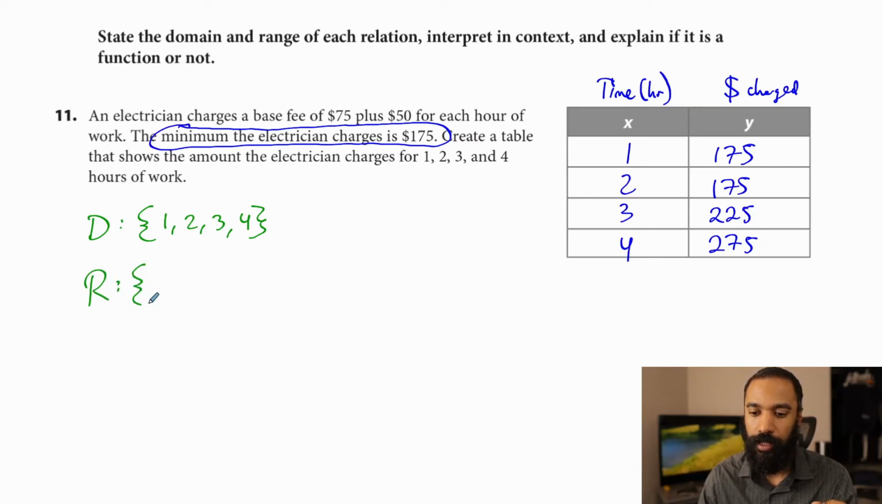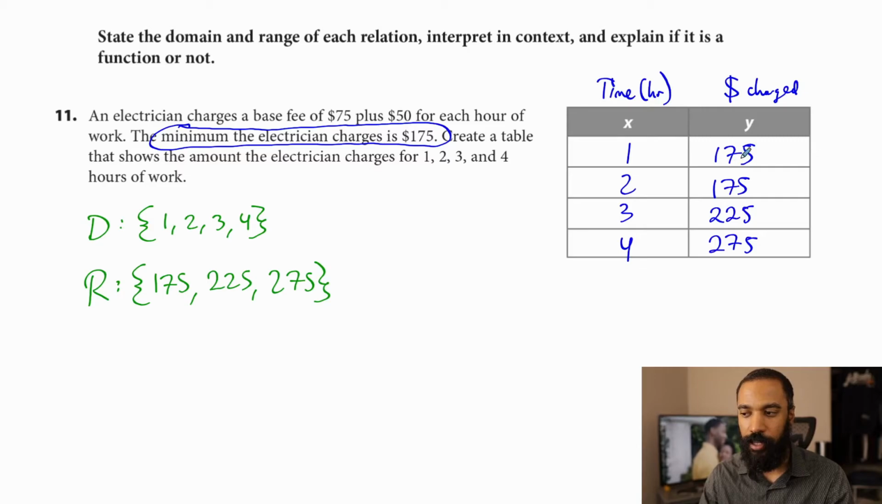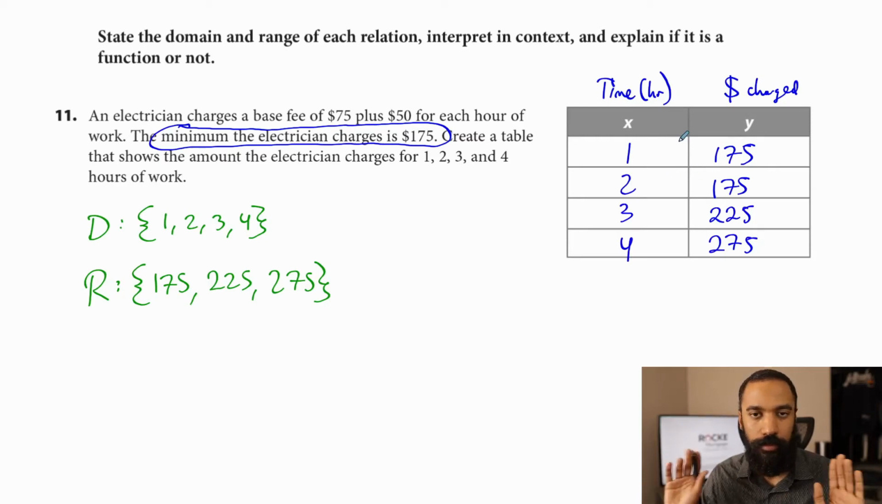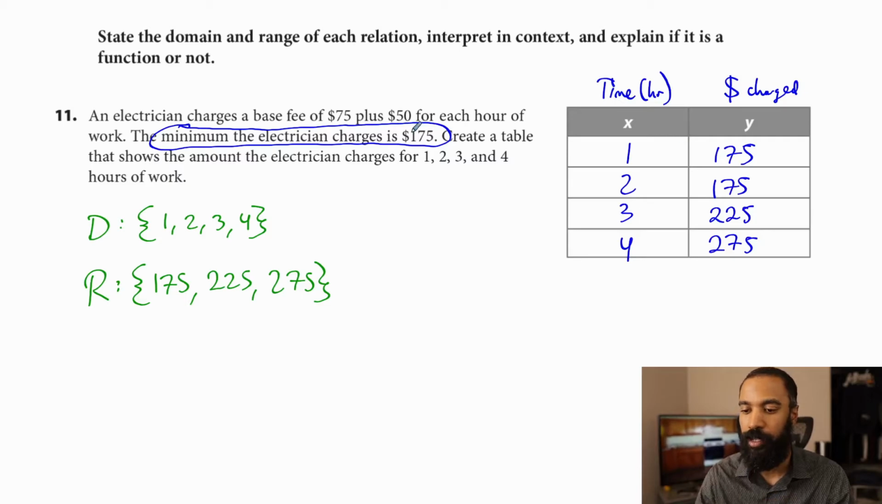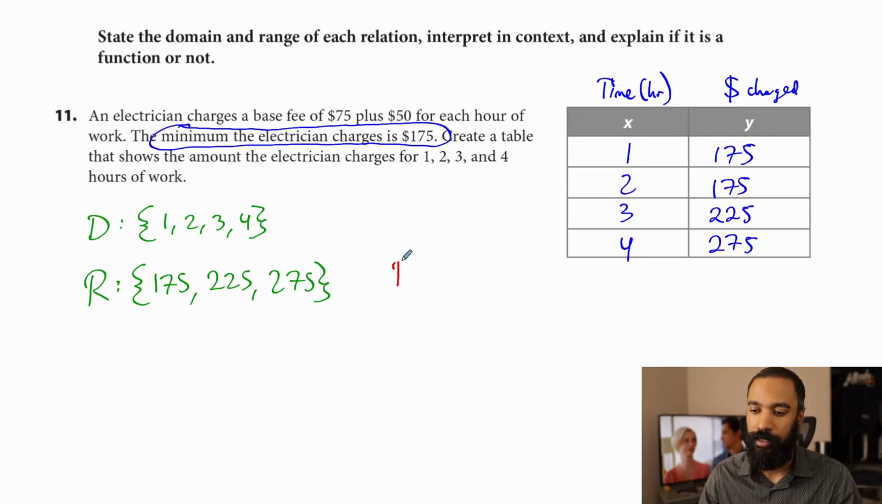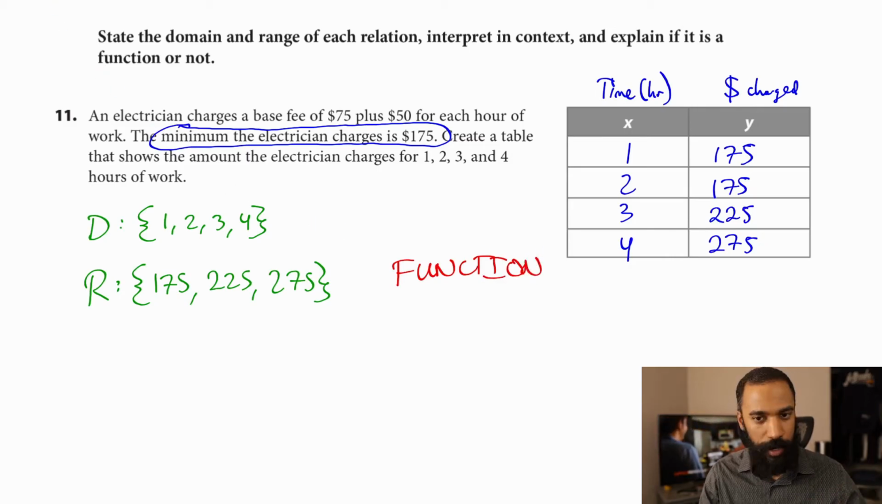Range, 175, I'm only going to say it once, 225 and 275. Now there are two different X values with the same Y value. That is okay, because you can charge the same amount for different hours worked. You can't charge different amounts for the same hours worked. This is a function. Okay, I'm just going to move on.